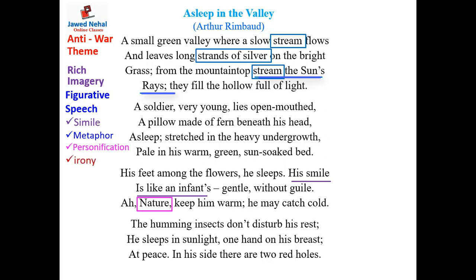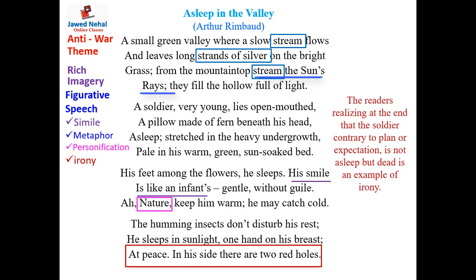The next is irony. The readers realizing at the end that the soldier, contrary to expectation, is not sleeping but is actually dead is an example of irony. The title of the poem, Asleep in the Valley, has also been used in an ironical sense. The soldier in the poem is a victim of war and his sleep has been induced by death. The poet uses this figure of speech, irony, to express the atrocities of war and its futility.